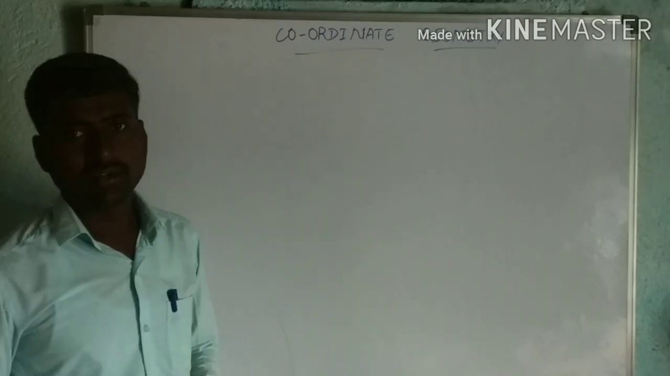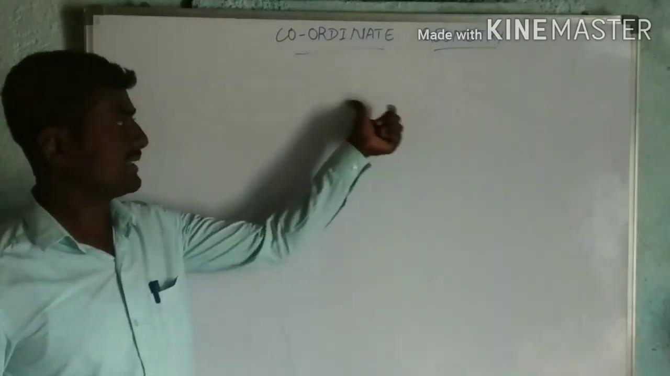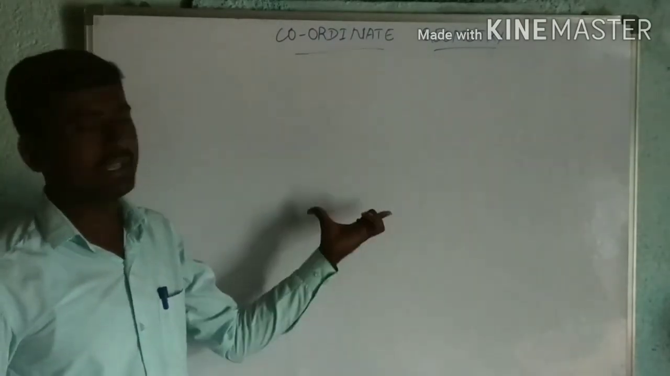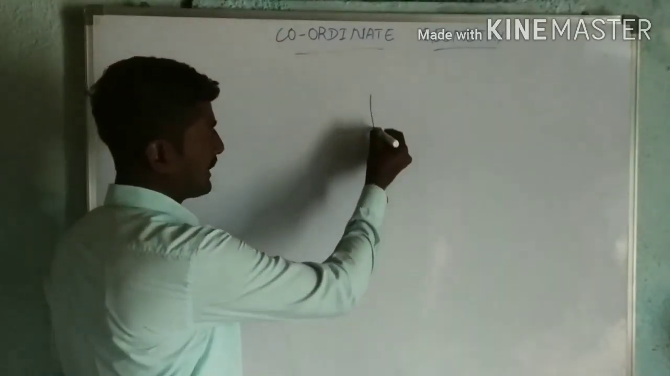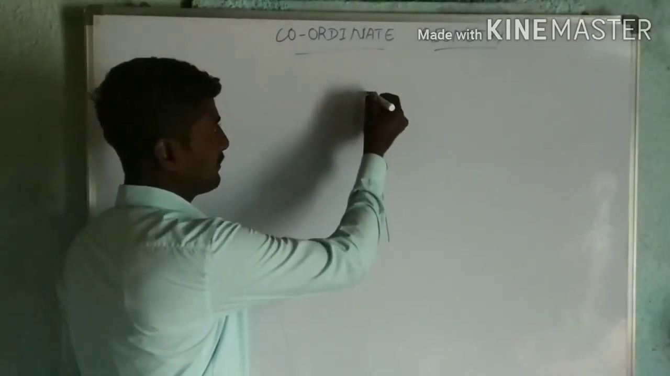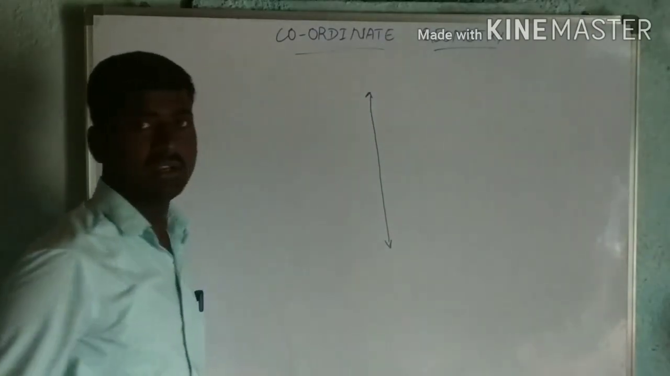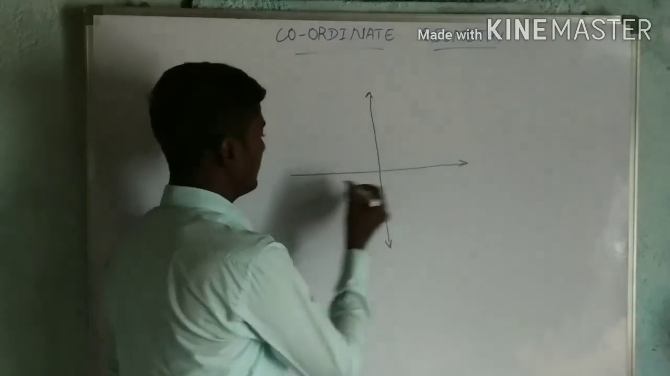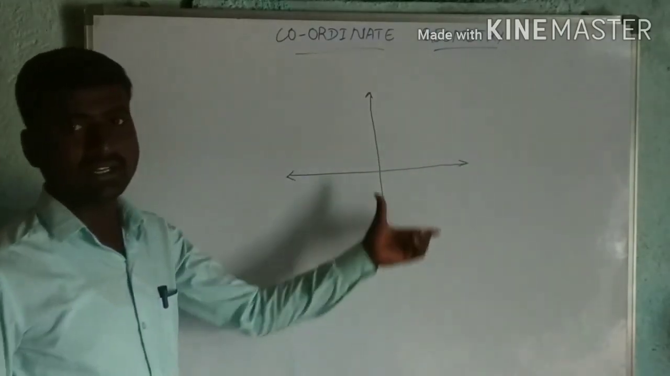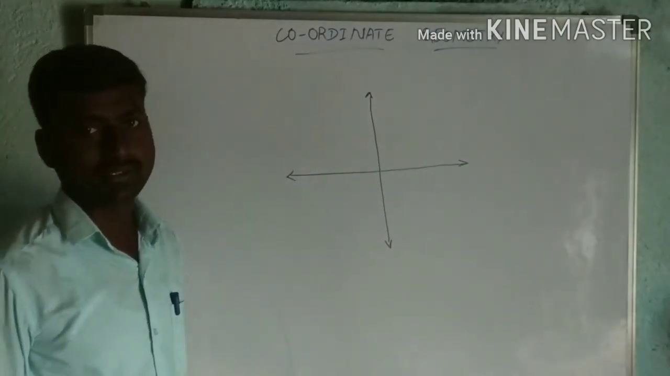Now in this chapter, let us consider this as one plane. This plane I will divide into 4 equal parts. So I divide this plane into 4 equal parts. This is one line, and I will draw another line. These two lines divided the plane into 4 equal parts.